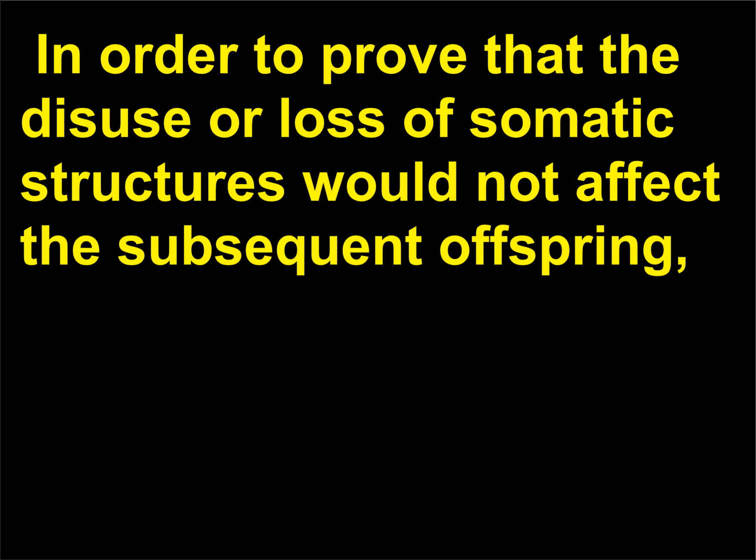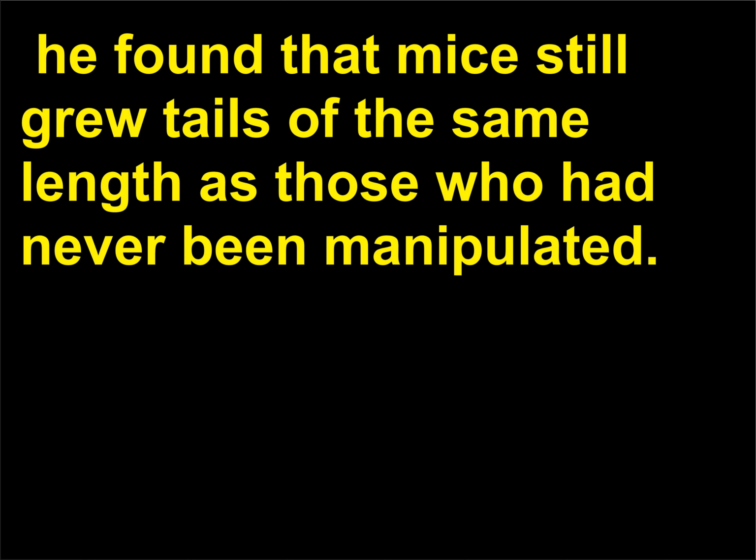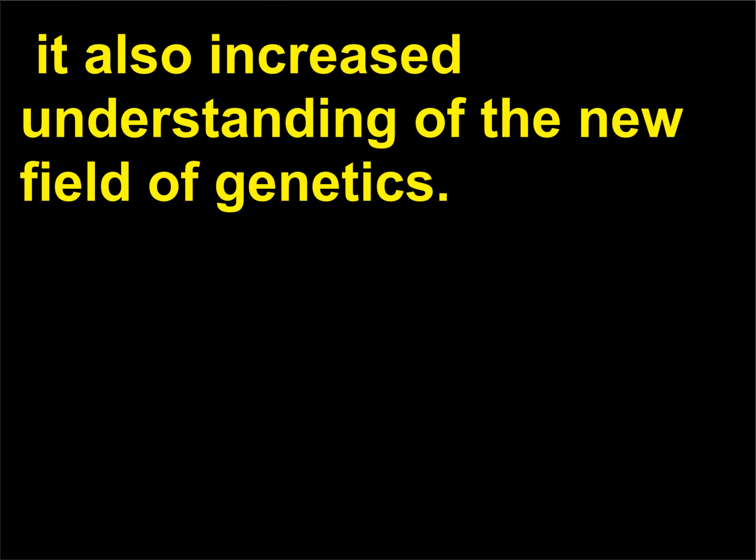In order to prove that the disuse or loss of somatic structures would not affect the subsequent offspring, Weismann removed the tails of mice and then allowed them to breed. After 20 generations of this experimental protocol, he found that mice still grew tails of the same length as those who had never been manipulated. This not only disproved Lamarck's theory of use and disuse, it also increased understanding of the new field of genetics.